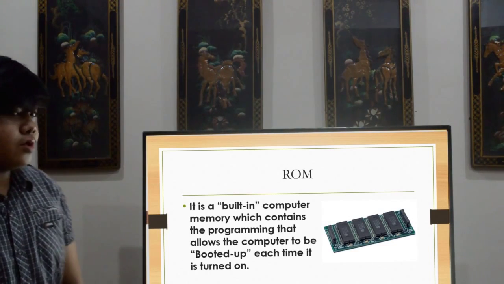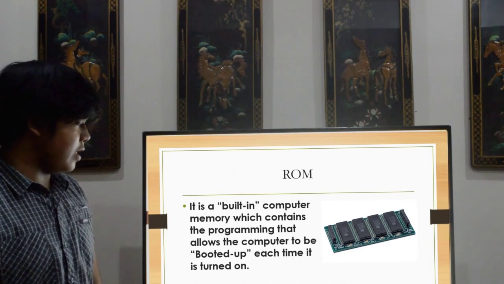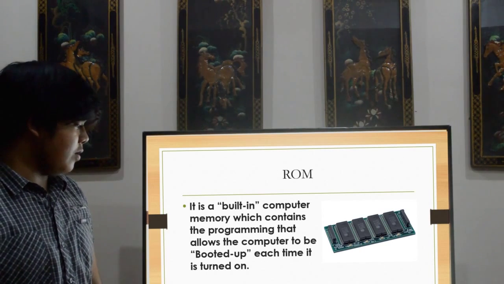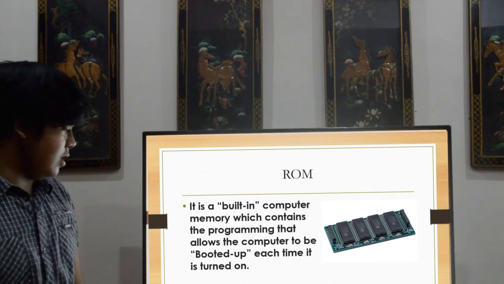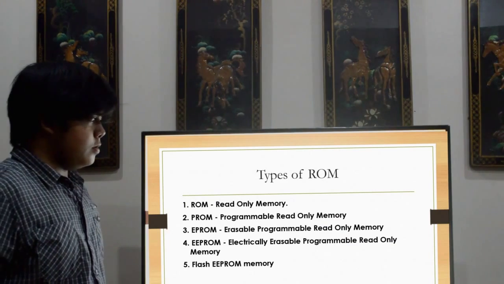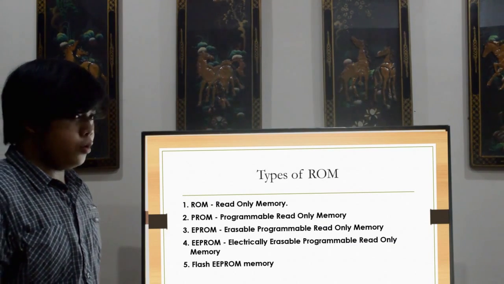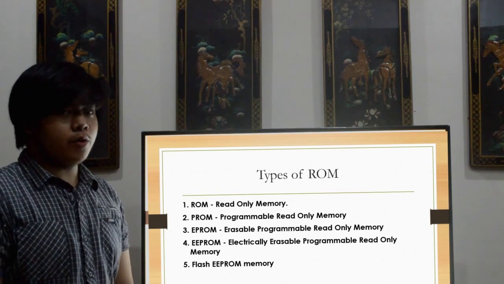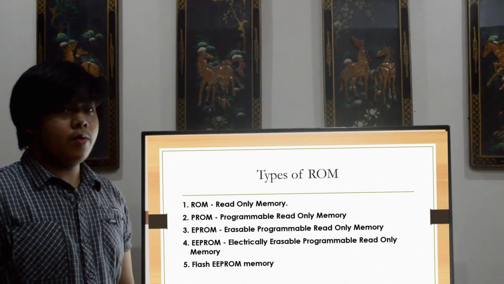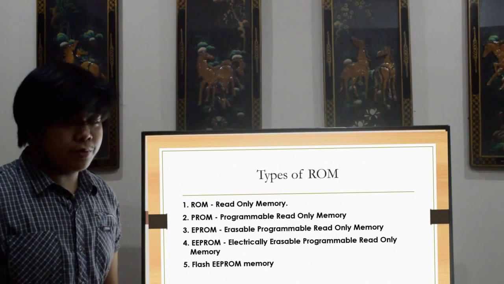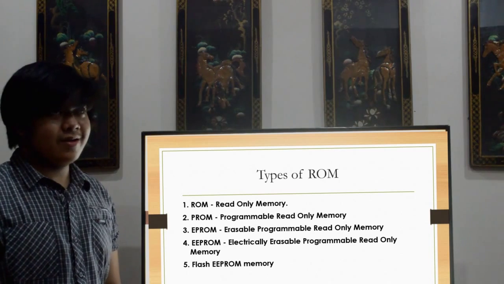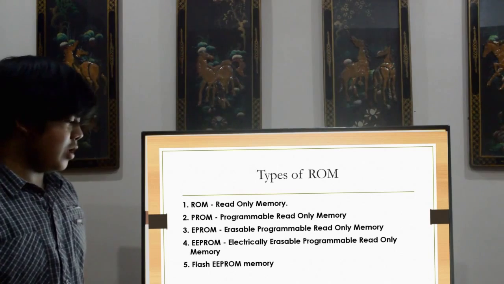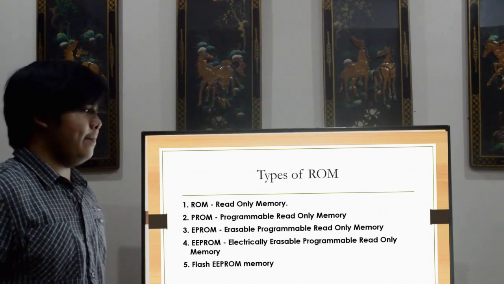ROM is a built-in computer memory which contains the programming that allows the computer to be booted up each time it is turned on. These are the types of ROM: ROM, read-only memory; PROM, programmable read-only memory; EPROM, erasable programmable read-only memory; EEPROM, electrically erasable programmable read-only memory; and the last one, flash EEPROM memory.